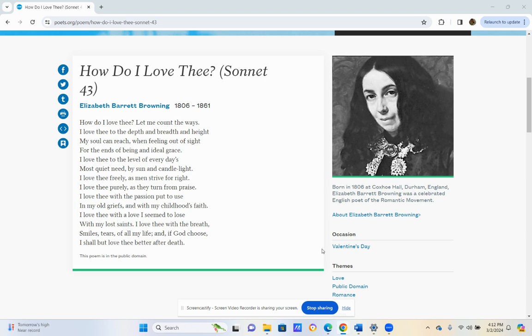It says, I love thee with a love I seem to lose with my lost saints. I love thee with the breath, smiles, tears of all my life. And if God should choose, I shall but love thee better after death.